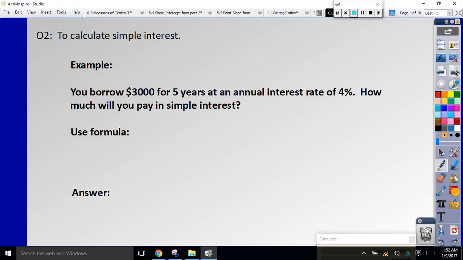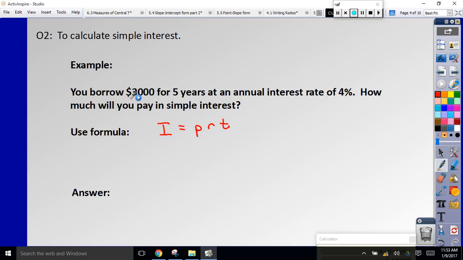Here's an example. You borrow $3,000 for 5 years at an annual interest rate of 4%. How much will you pay in simple interest? Well, every time I do this, I'm going to write down the formula just so I make sure I'm plugging everything in right. So the first thing I'm going to do is write my formula. Then underneath the formula, I'm going to fill in for each letter what I know.